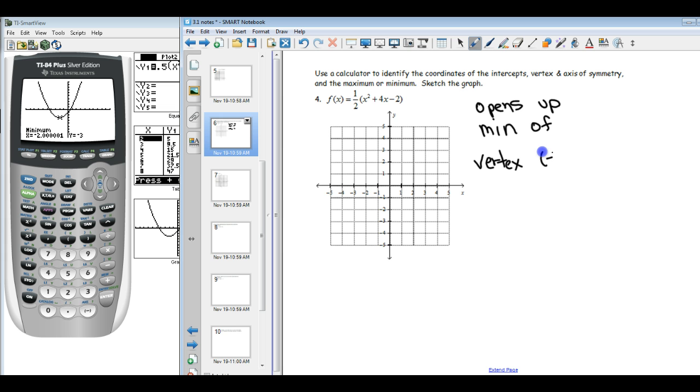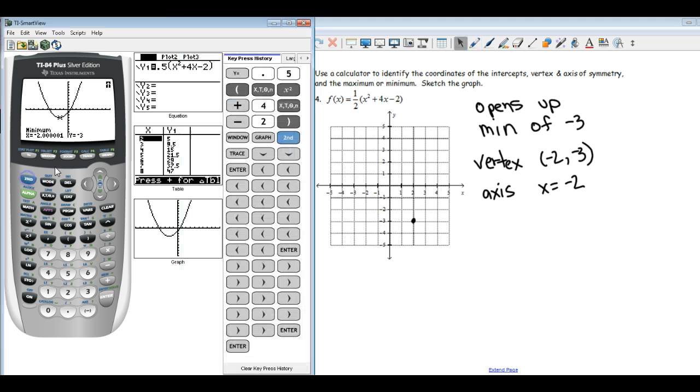-2, -3, which means the minimum value is -3. It also means that the axis of symmetry is x equals -2. Next, let's find the zeros, or the x-intercepts.